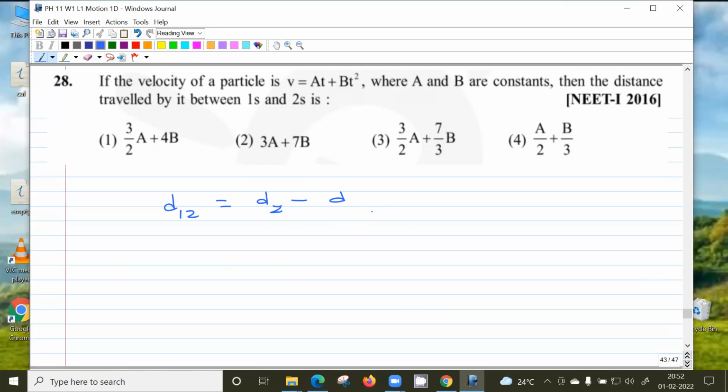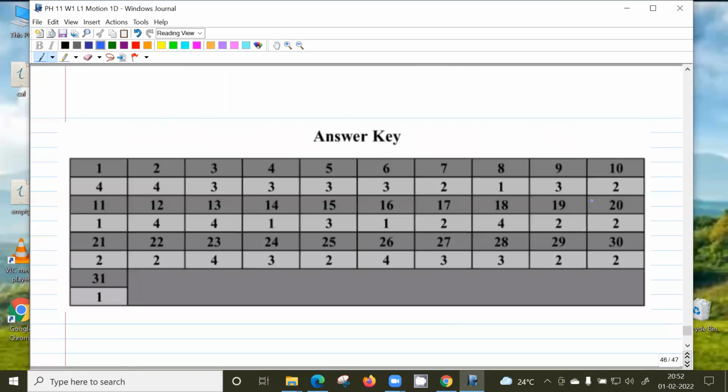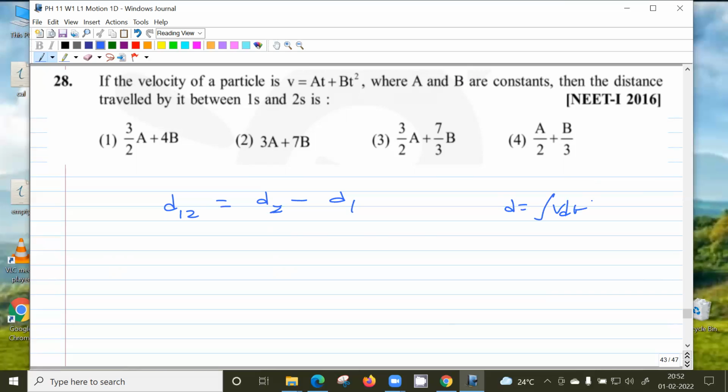There is a third option, sir. How do you get D2? Given velocity, right? So I simply integrated it. Yeah. So D is the integral of V dt. Third option. Okay, fine.